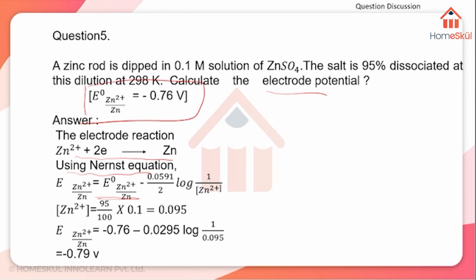Then that is the concentration of Zn2+. The concentration of Zn2+ ion is equal to 95 by 100 into 0.1. So we'll get the answer 0.095. Then E Zn2+/Zn is equal to minus 0.76 minus 0.0295 log 1 by 0.095. Here what is the value of Zn2+? Concentration 0.095. Substitute it there. So we'll get the final answer like minus 0.79 volt.